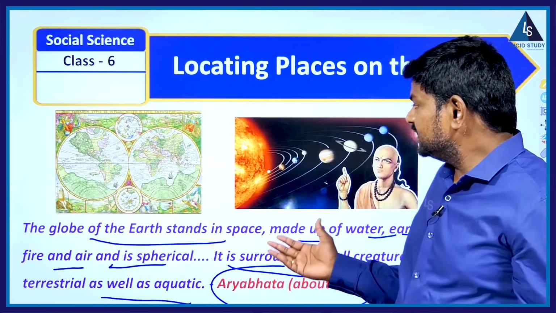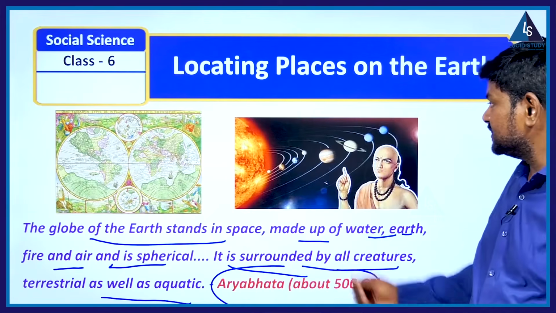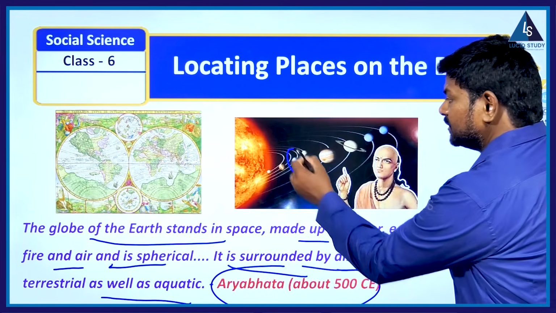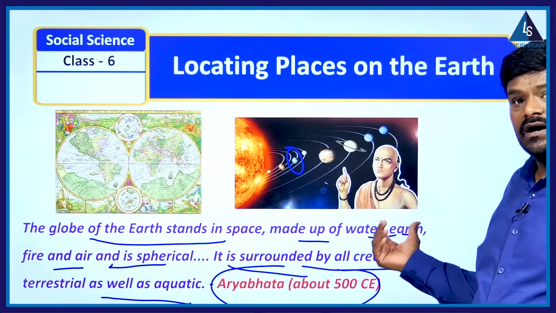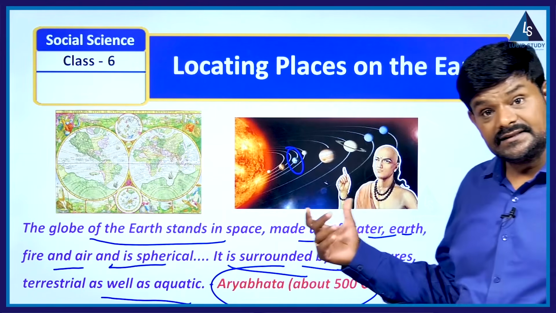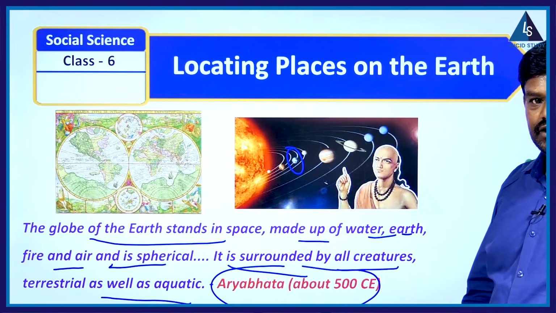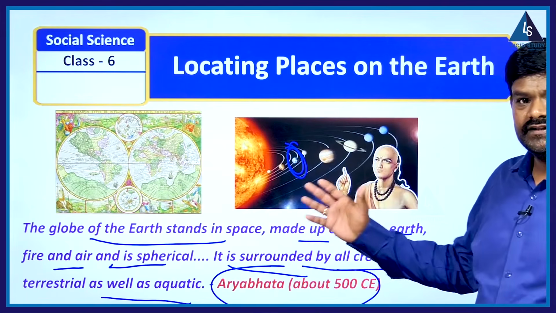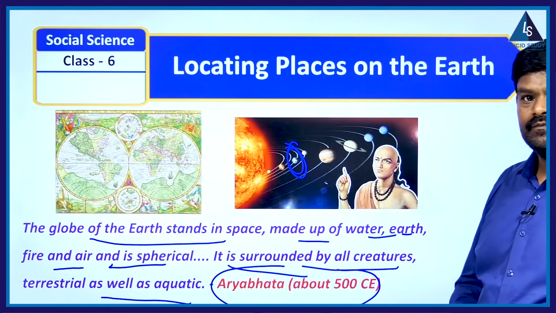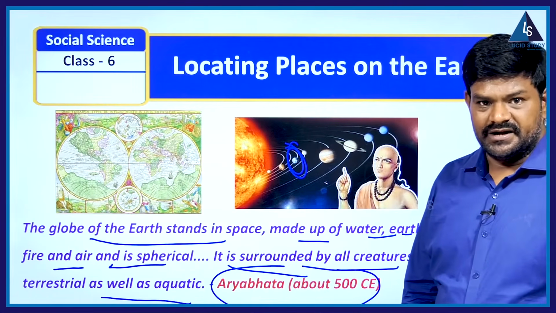Okay, so you can clearly see the globe of the earth stands in space. This third planet, our earth, stands in space, made up of water, earth, fire and air, and is spherical. Getting the point? So definitely it is spherical. Not only this, all other planets are also approximately spherical or round in shape.